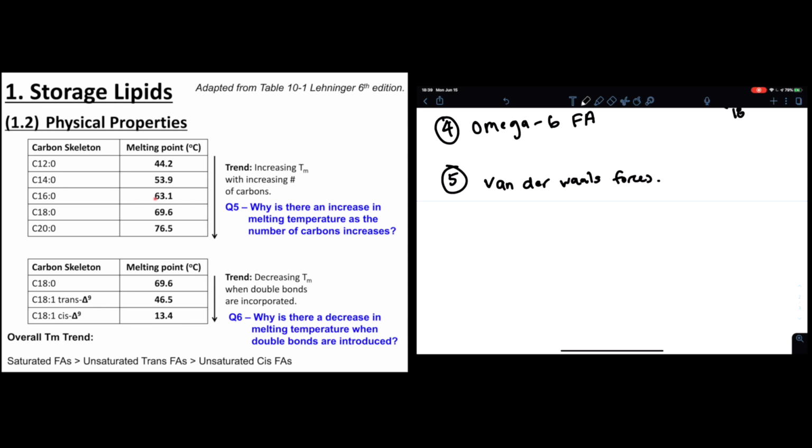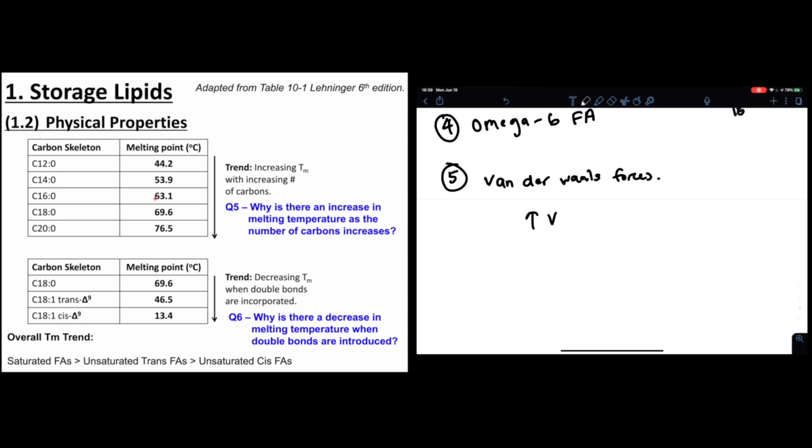Okay, or London dispersion forces. You probably heard about those as well, right? So when you have hydrocarbon chains that are interacting with each other, they have instantaneous dipoles, which are going to attract. These are just some of the non-covalent interactions that happen in chemistry. And so when you have a longer carbon chain, you're going to increase the number of van der Waals forces, and that leads to more non-covalent interactions, causing the melting temperature to increase.